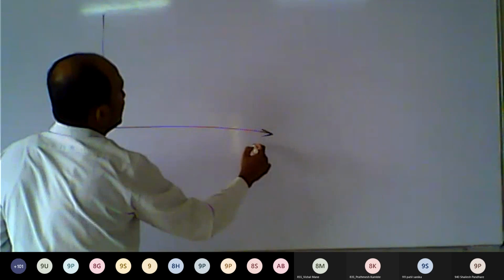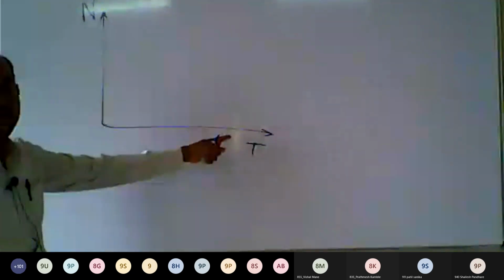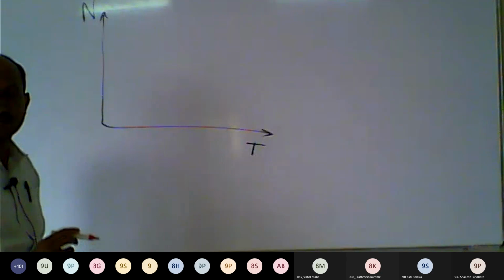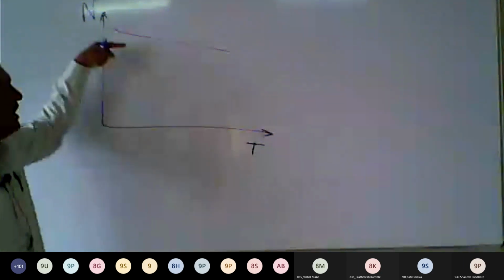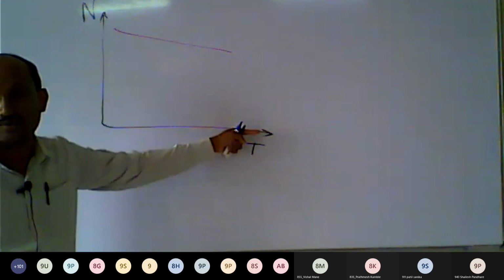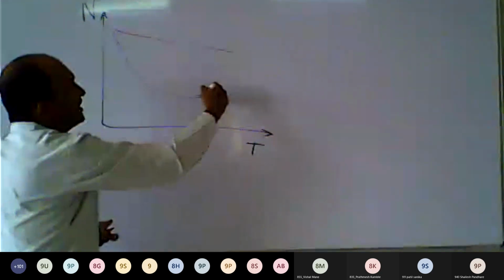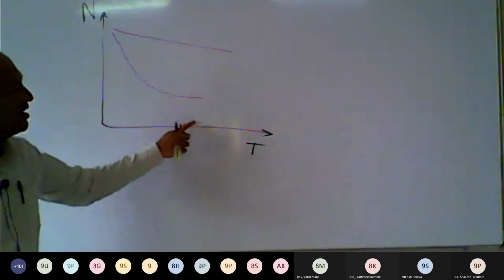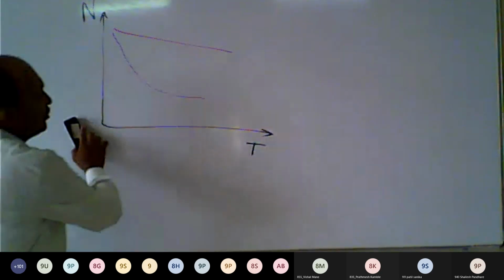If we plot the characteristics of series and shunt DC motor, suppose this is the torque T and this is the speed, indicated by N. These are the speed torque characteristics of the shunt motor. If torque increases, speed will reduce slightly. The speed torque characteristics of the series motor are like this. If we increase the torque, the speed of the series motor will reduce drastically. So these are the speed torque characteristics of DC series motor and DC compound motor.